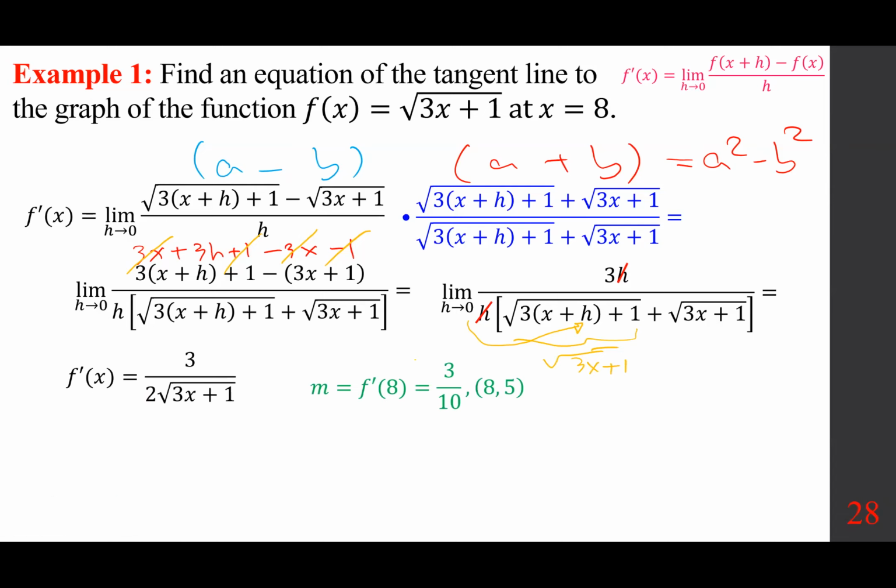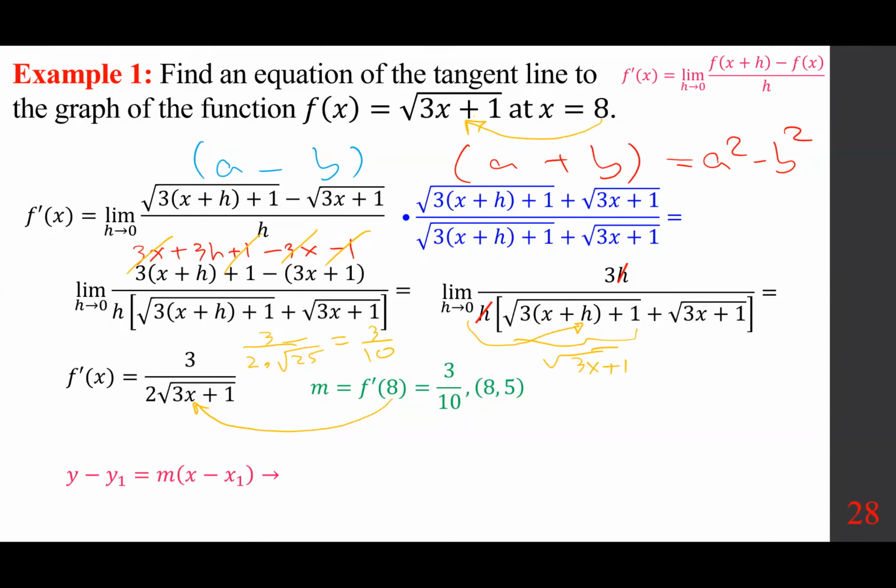I want to make sure everybody understands what's happening here. If I plug in 8 here, I get 3 divided by 2 times square root of 3 times 8, which is 24, plus 1 is 25. So that is 5. And the answer is 3 over 10. Also, if you plug in 8 into this, you get 5.